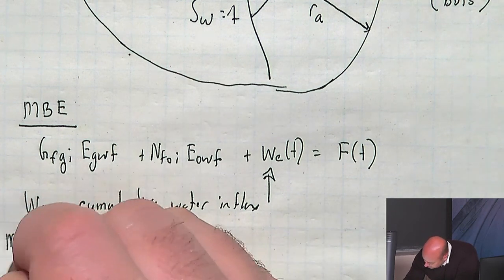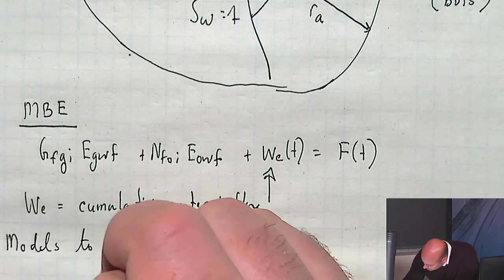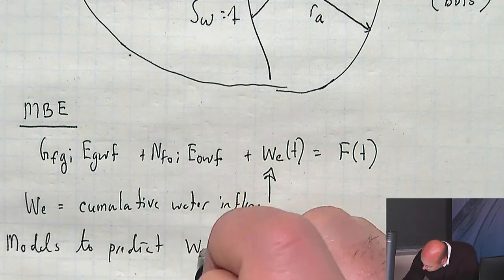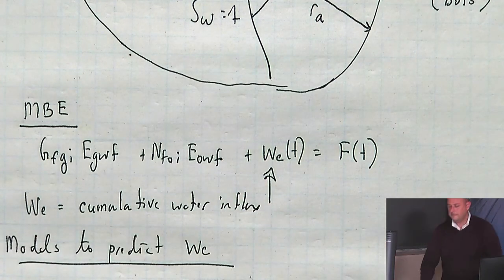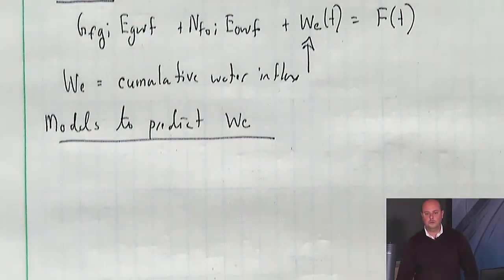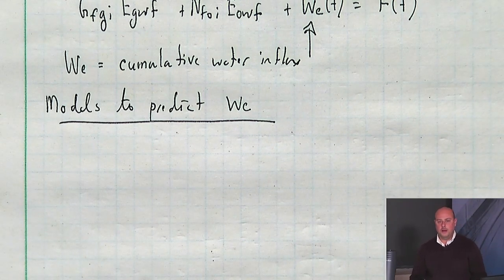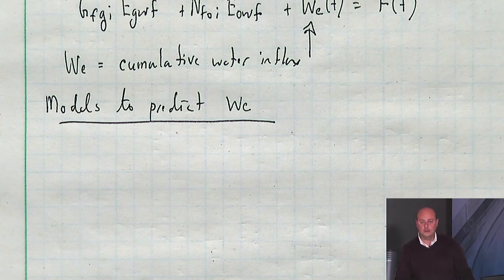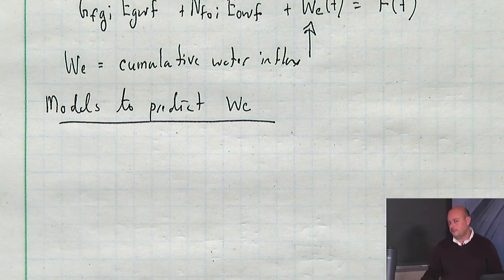And what we do is we have models to predict WE, right? So what we want is to come up with a mathematical model that tells us how much water is going to come into the reservoir in the future. And then we can use that to help us determine how much oil and gas we'll produce in the future. That's really our job as reservoir engineers, is to figure out how much oil and gas is in place, and then how quickly we can get it out, and then ultimately what the economic value of that is.